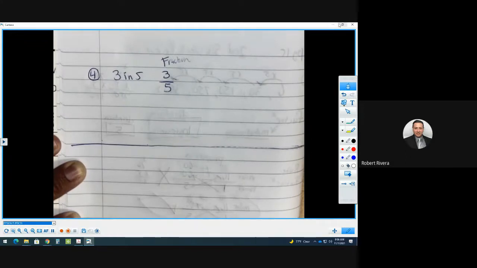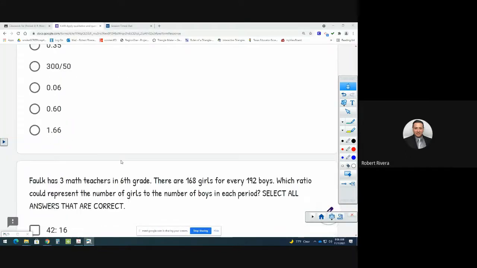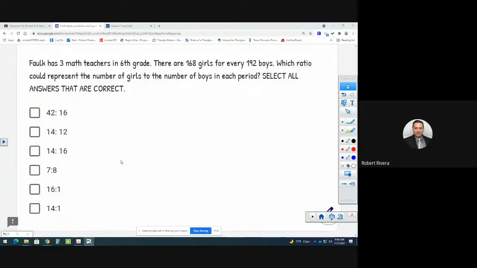Okay, good. Number 5. Paul has 3 math teachers in 6th grade. There are 168 girls and 100, for every 192 boys. Which ratio could represent the number of girls to the number of boys in each period? Select all the answers that are correct. What word do they mention there that's so important? Ratio.